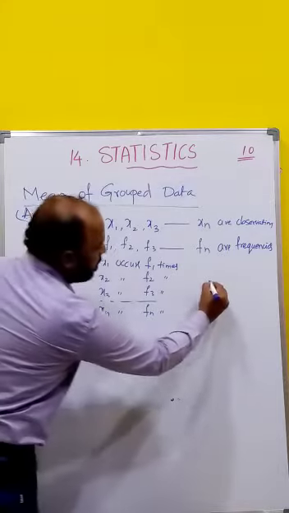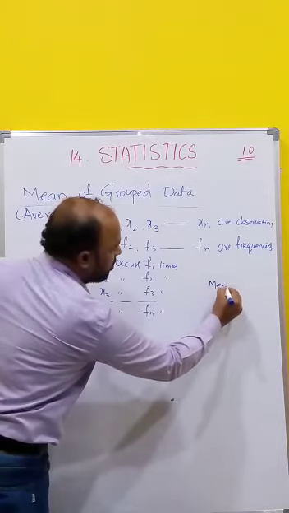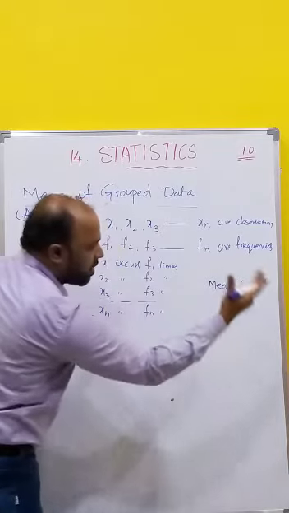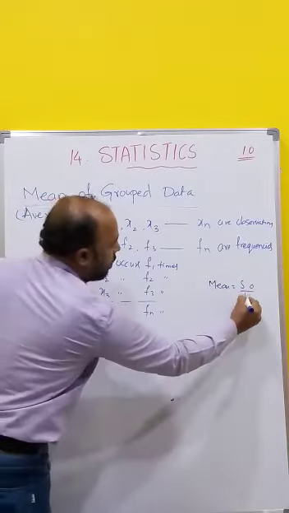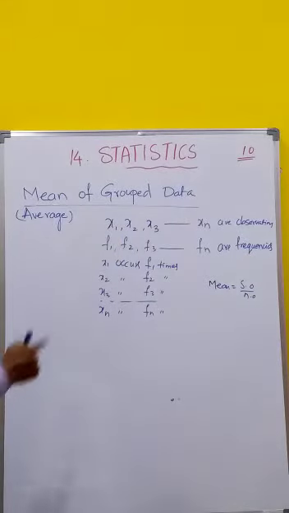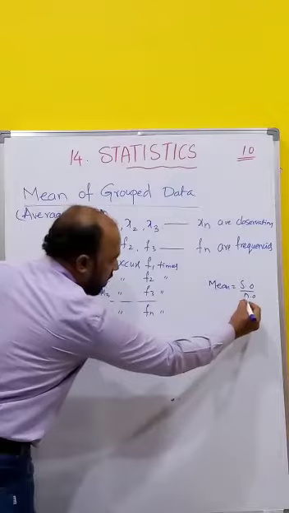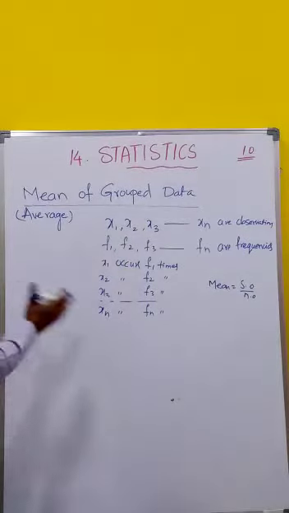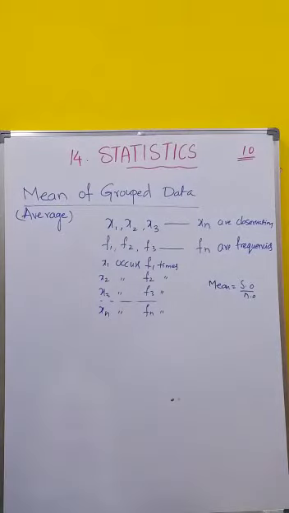Mean is equal to the sum of observations by the number of observations, or sum of the terms by number of terms. That is the formula. Now, using the frequencies, we will see how to write this.